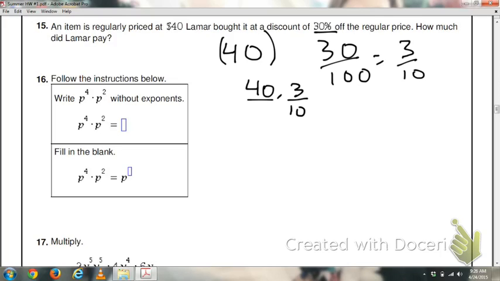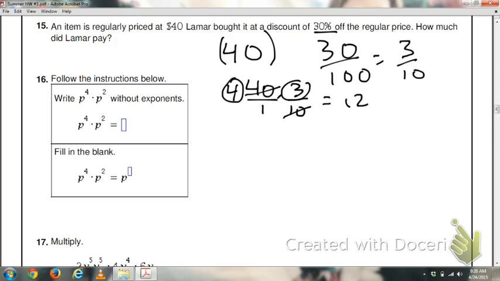over 10. Now, I can write 40 as 40 over 1, and if I'm multiplying, remember, we can cancel common factors, and I know I can divide 10 into 40 and get 4. And I'm left with just multiplying the number 4 to the number 3, and that's 12.